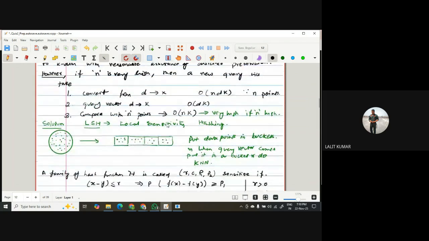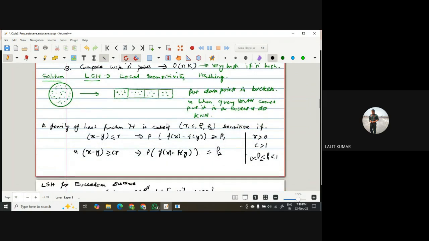So how to do that? A family of hash functions is called (R, C, P1, P2) sensitive. This we have to remember from the quiz point of view. Here R is greater than 0, C is greater than 1, and P1 and P2 are probabilities. P1 is greater than P2. It has two main points.